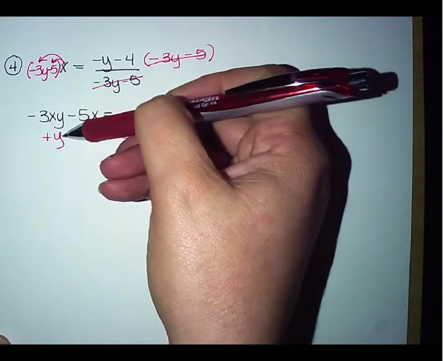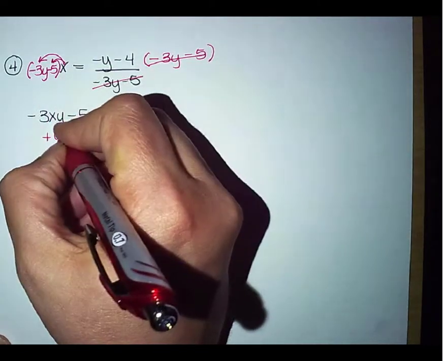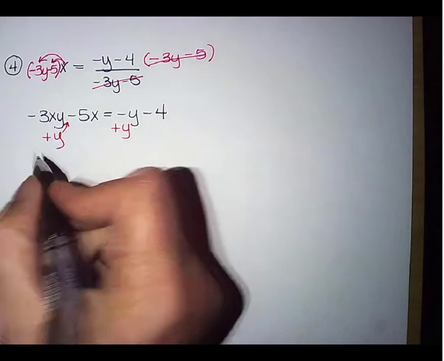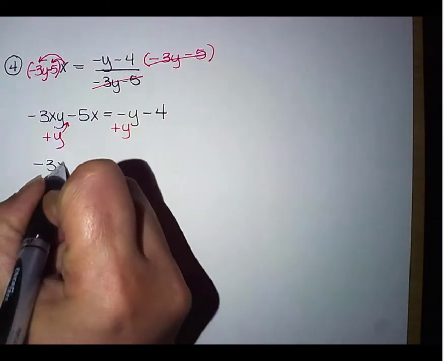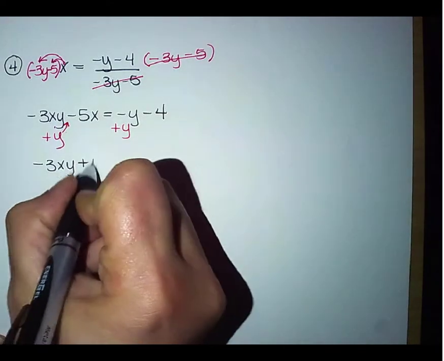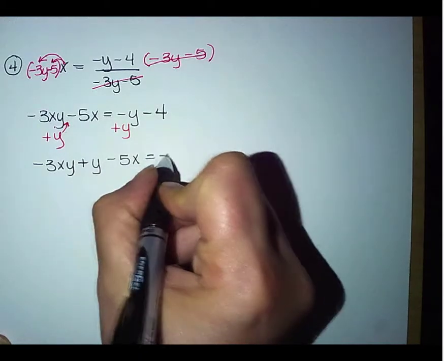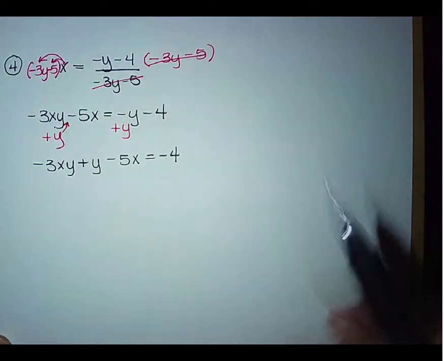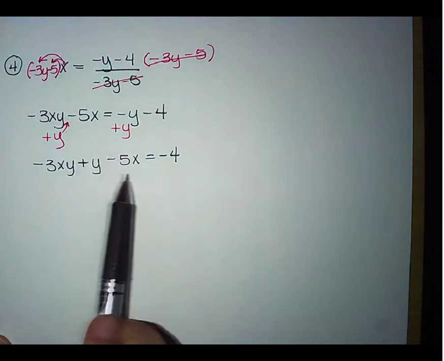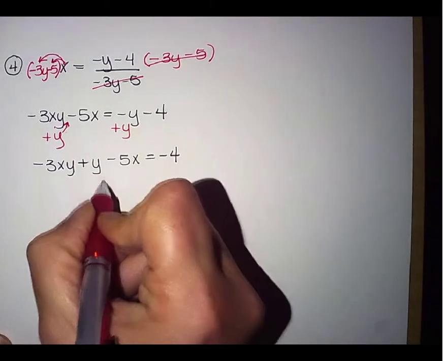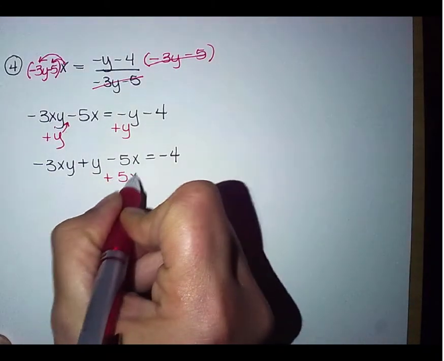So when we add this y over here, all we're going to do is just place him right after that negative 3xy. So this becomes negative 3xy plus y minus 5x equal to negative 4. So now we want to take this negative 5x, since he doesn't have a y in him, and move him over to the other side.